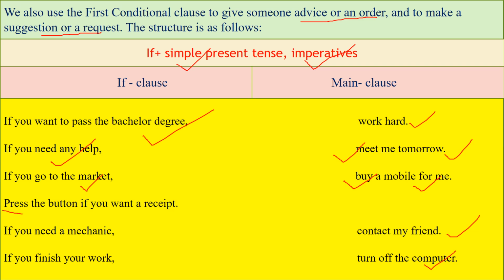So "press the button" is known as the main clause. "If you want a receipt" is known as the if clause. Using if or unless in the sentence is called the if clause, but a part without if or unless is called the main clause. If we write the if clause in the beginning, then we should use a comma. But if we write the main clause in the beginning, then we should not use a comma.